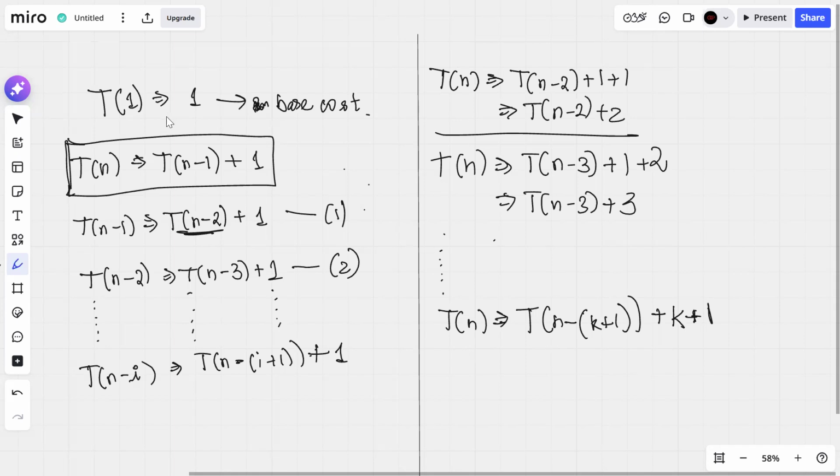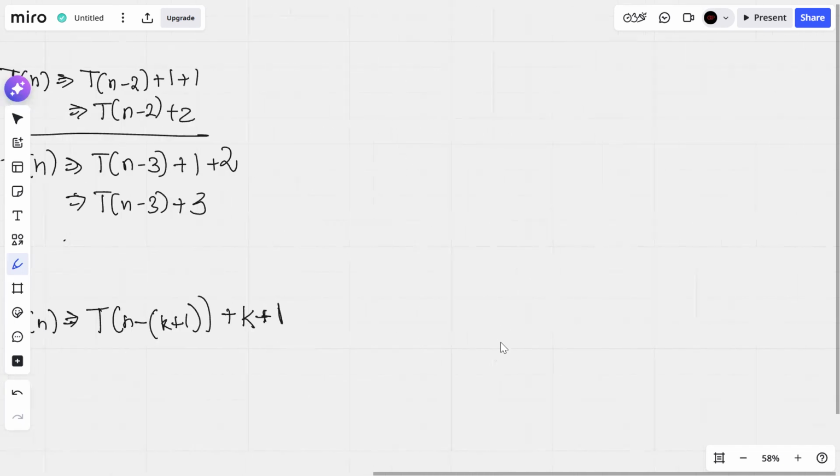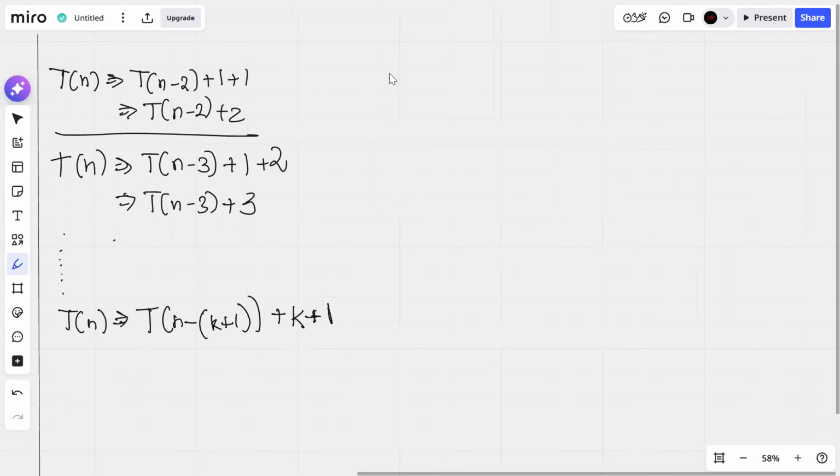Now, this is my final equation. I have to convert this t of n minus k plus 1 to t of 1 because I know the value of t of 1. Somehow I just have to convert this into t of 1, so I'll get my value of t of n. So what value of k gives t of 1 over this whole thing as 1? You can just solve it over here if it feels too complex.